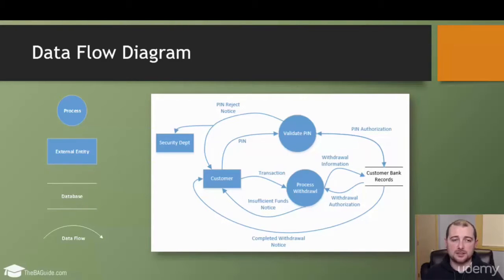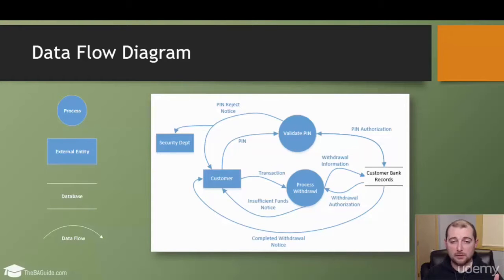The circles are processes, the rectangles are external entities, two lines together is a database, and all the different squiggly lines with the arrows are your data flow. We're not going to walk through all of these, but ultimately if we start with the customer, they put in a PIN number into this ATM machine, and it goes into the process of validate PIN. The validate PIN is working with the customer bank records to determine if that PIN is authorized. So we have a PIN authorization data flow there, and then we have a PIN reject notice, which goes to the security department and the customer.